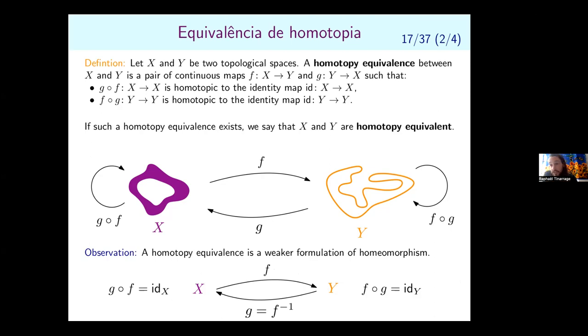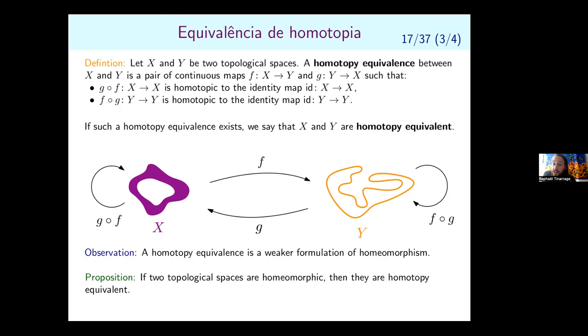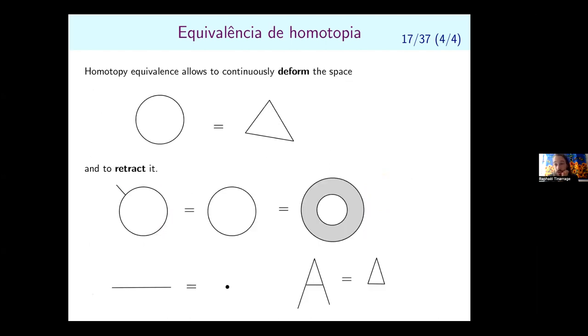As a consequence of this observation, homeomorphic topological spaces are homotopy equivalent, right? Being homeomorphic is a stronger condition. Being homotopy equivalent is a weaker condition than the other. So what actually happens with this homotopy equivalence? With respect to the homotopy equivalence, we are allowed to deform the spaces, right? The circle is homotopy equivalent to the triangle. I mean, they are homeomorphic, right? So they must be homotopy equivalent also.